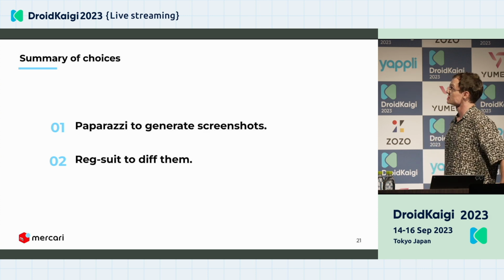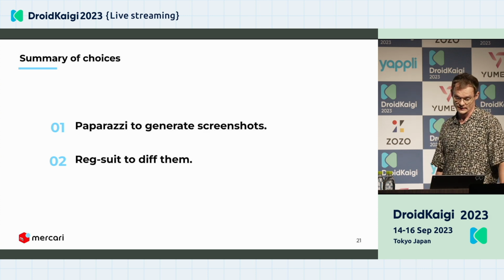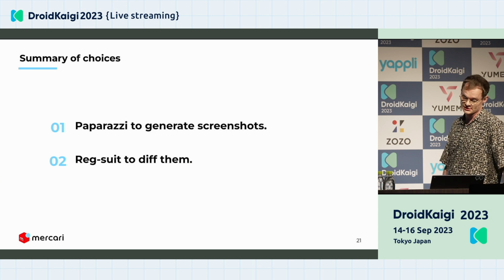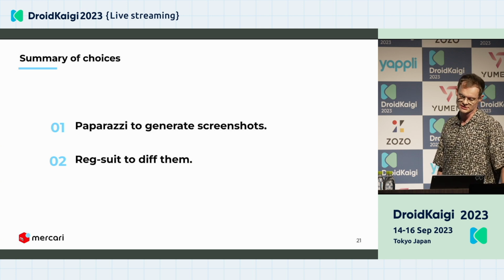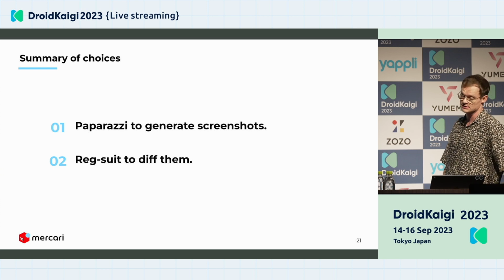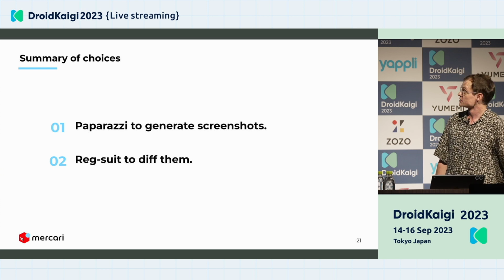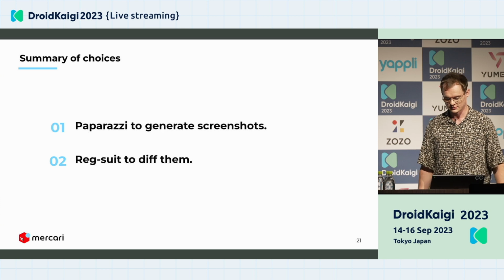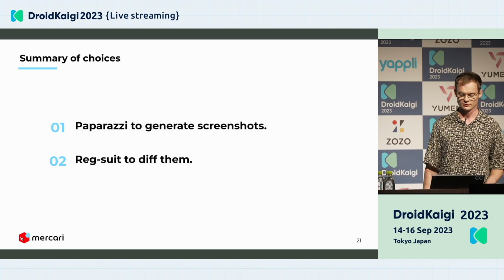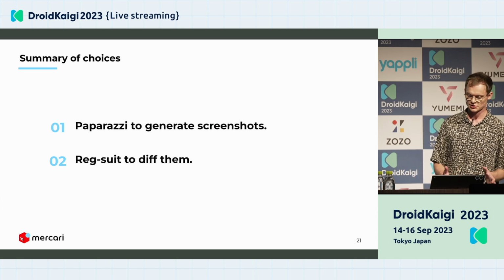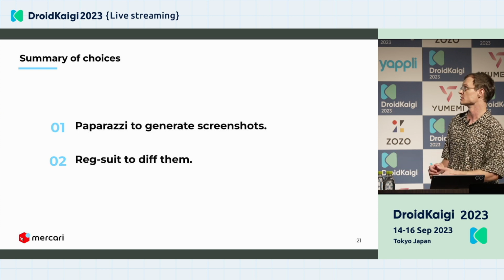So to summarize our choices, we decided to use Paparazzi to generate screenshots from our test cases because we expect it to scale better when we have a lot of test cases. And then we also want to use reg-suit to generate a report of visual changes. And with that, we also decided to store screenshots at some revision of master in our GCS bucket.